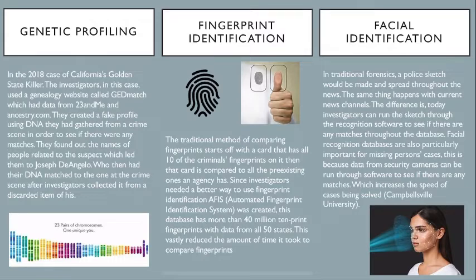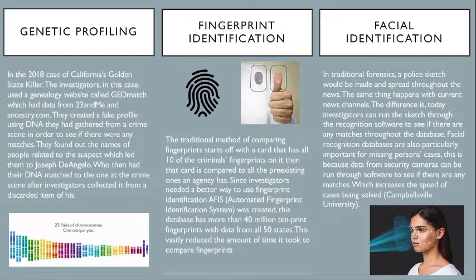Fingerprint identification. The traditional method of comparing fingerprints started off with cards that had all 10 of the criminal's fingerprints on it. Then that card was compared to all the pre-existing ones an agency has. Since investigators needed a better way to use fingerprint identification, AFIS, Automated Fingerprint Identification System, was created. This database has more than 40 million 10-print fingerprints with data from all 50 states. This vastly reduced the amount of time it took to compare fingerprints.